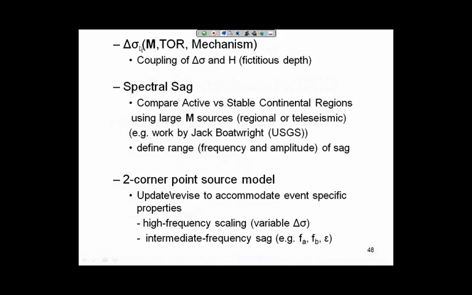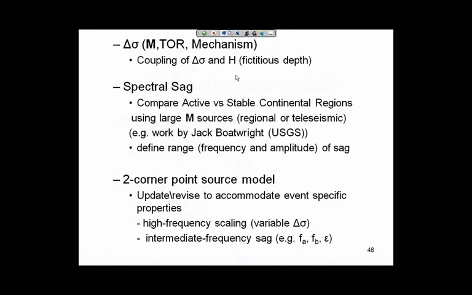Okay. We've seen earlier that at least in the West, there's some data that suggests that stress drop is a function of magnitude, top of rupture, and mechanism. But there's definitely coupling between stress drop and fictitious depth. And then in the East, there's the spectral sag. So you want to compare, and Jack Boatwright's doing work in this area, and define the spectral sag in the East, which is prevalent in the Saguenay data, especially for the two closest sites.